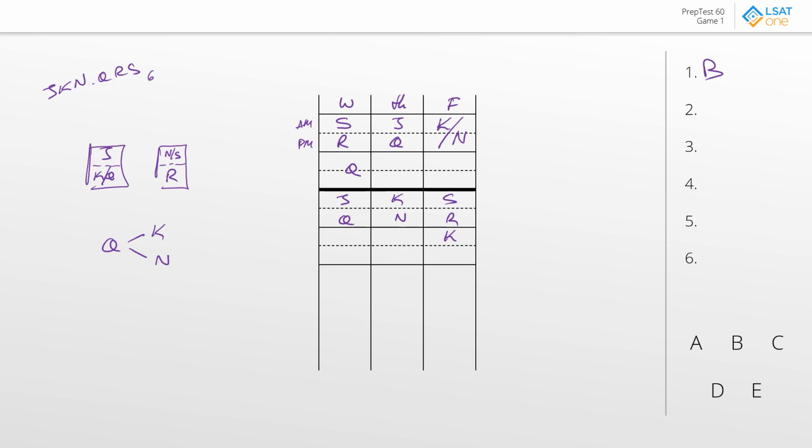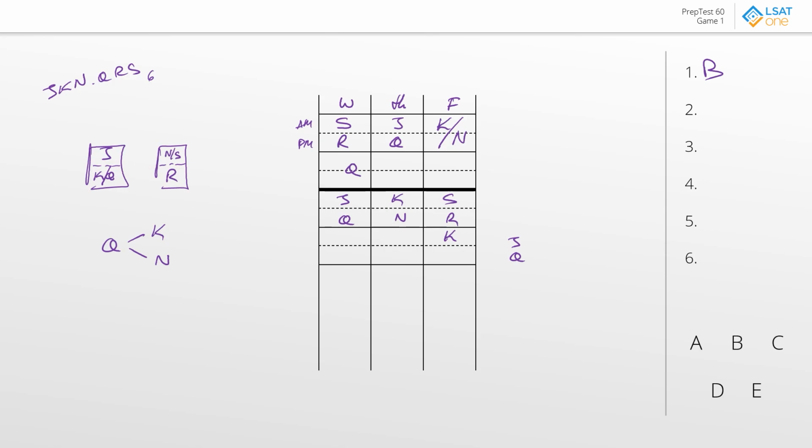Well, first of all, J would no longer be able to go with K, right? So J has to go in the morning wherever it goes. So that's not going to happen. So J is going to have to go with Q. So that much is true. And I guess on the Friday, we can't have an R there either, obviously, right? R still has to go with one of N or S.